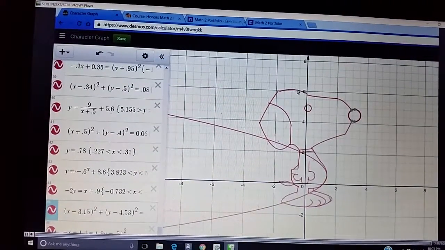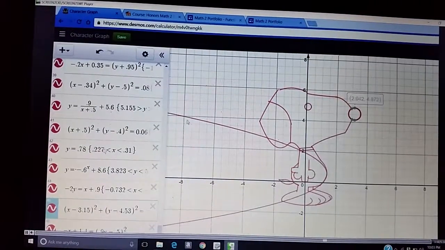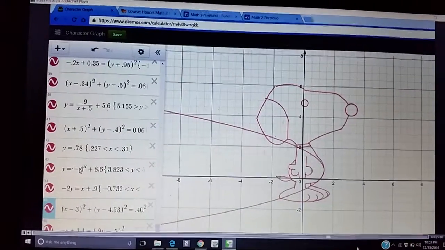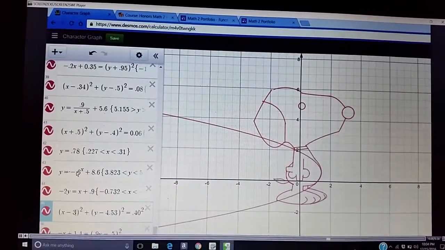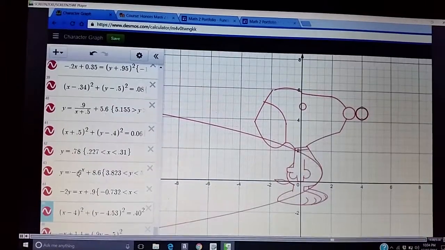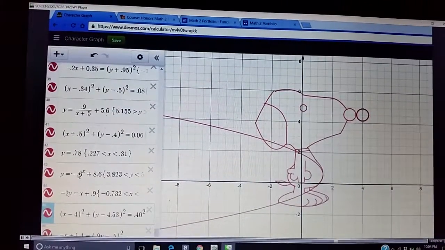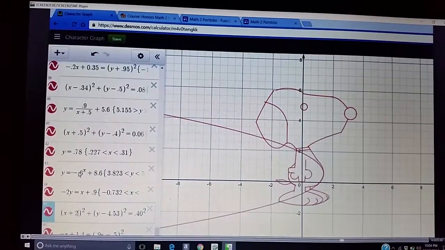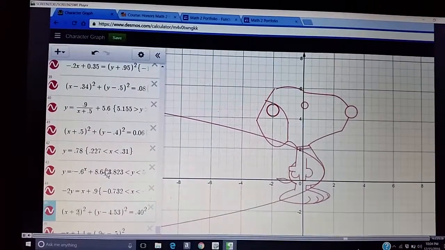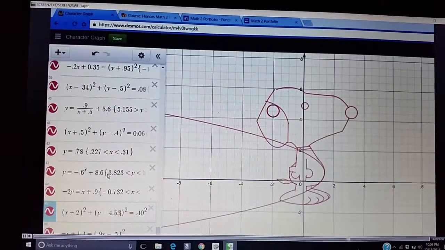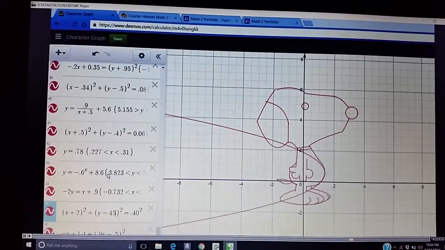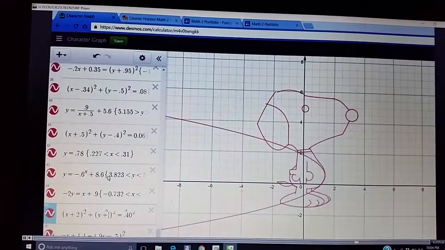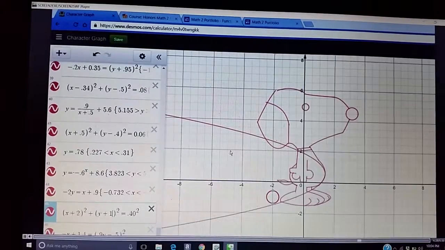Okay, so next I'm going to show you my translating, and it was his nose that I translated. Well, just one of the examples. And then I just changed this number to move it. To move it right, you subtract a higher number, and to move it left, you add a number. And then to move it up, you subtract a number, and to move it down, you would add a number. See?